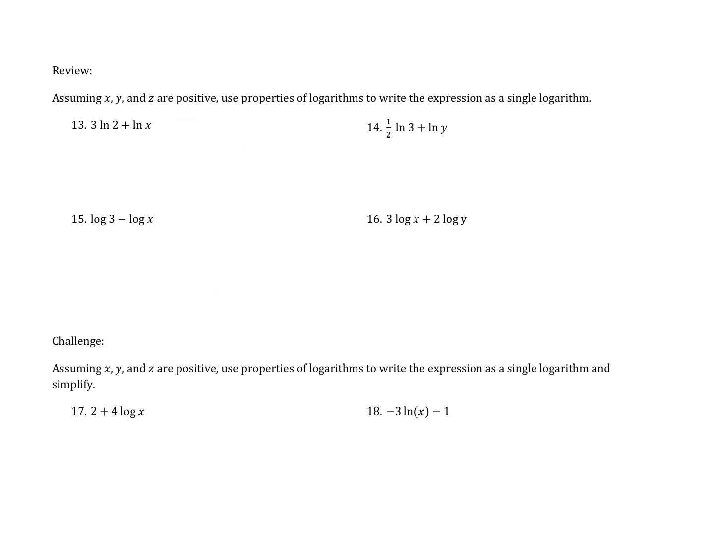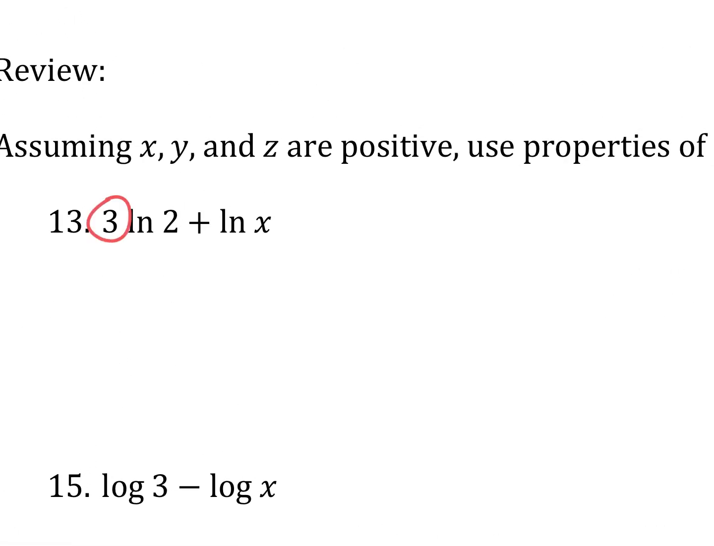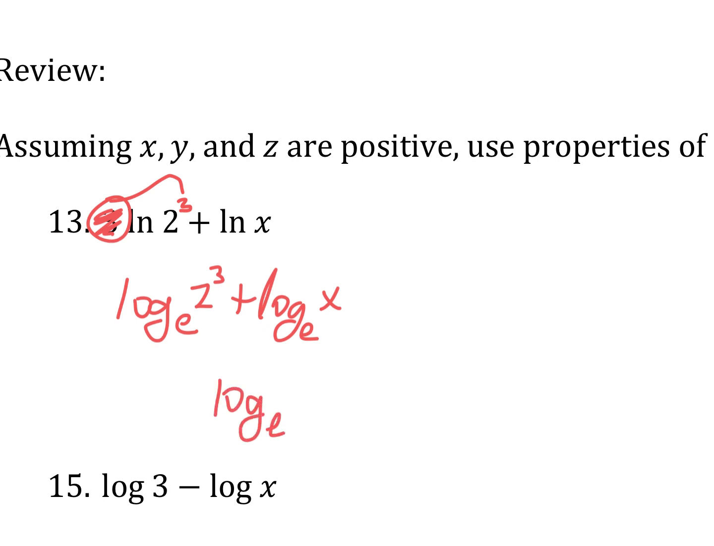This is review, which means some of these are condensed problems, like in this first one, number 13. So then it's the opposite. I'm putting this away, putting it back up here on the 2. And I always write in my bases. Log base e of 2 to the third plus log base e of x. And I got to get it down. The whole point is to condense to 1 log. And then I just figure out what to do with this and this.